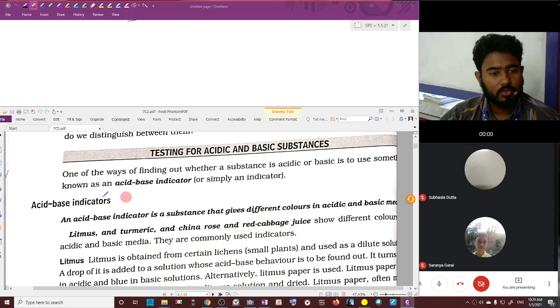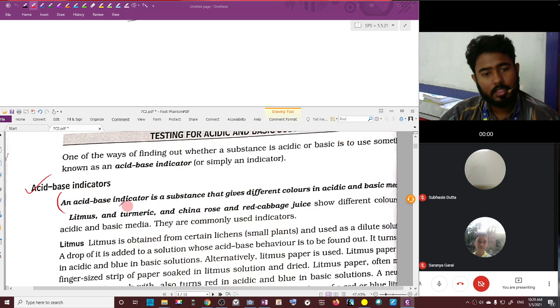Now, what is an acid base indicator? An acid base indicator is a substance that gives different colors in acidic and basic medium, like litmus, turmeric, china rose, red cabbage juice. Phenolphthalein is also there, it's not written here.